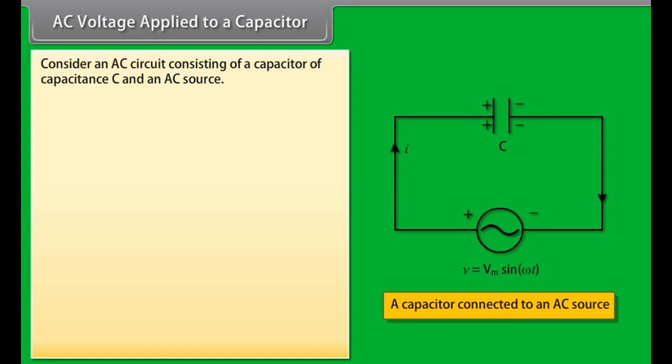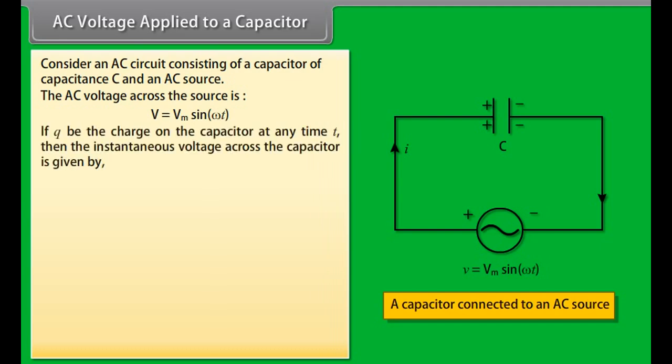AC voltage applied to a capacitor. Consider an AC circuit consisting of a capacitor of capacitance C and an AC source. The AC voltage across the source is V equals Vm sin omega t. If Q be the charge on the capacitor at any time t, then the instantaneous voltage across the capacitor is given by Vc equals Q divided by C.